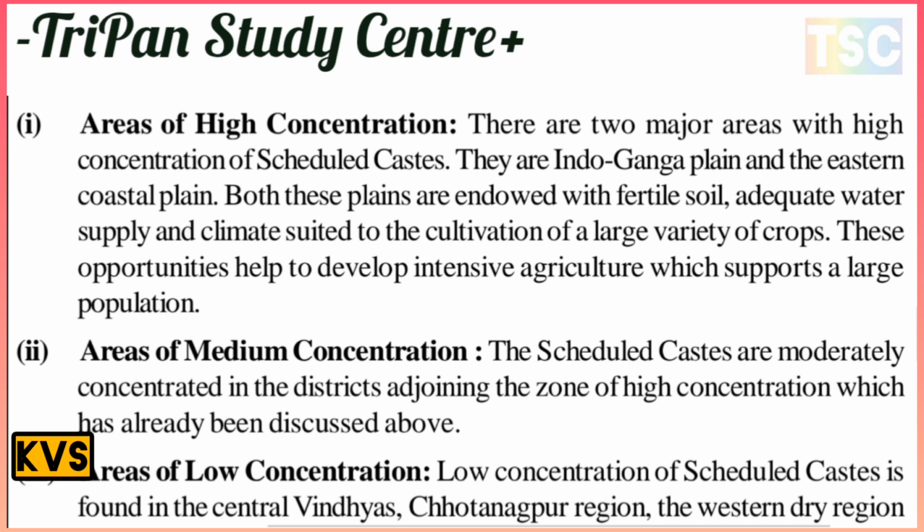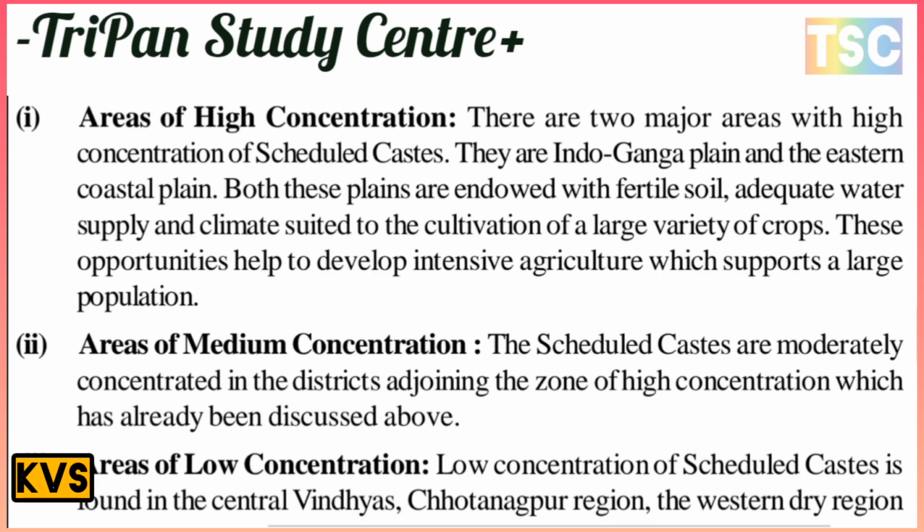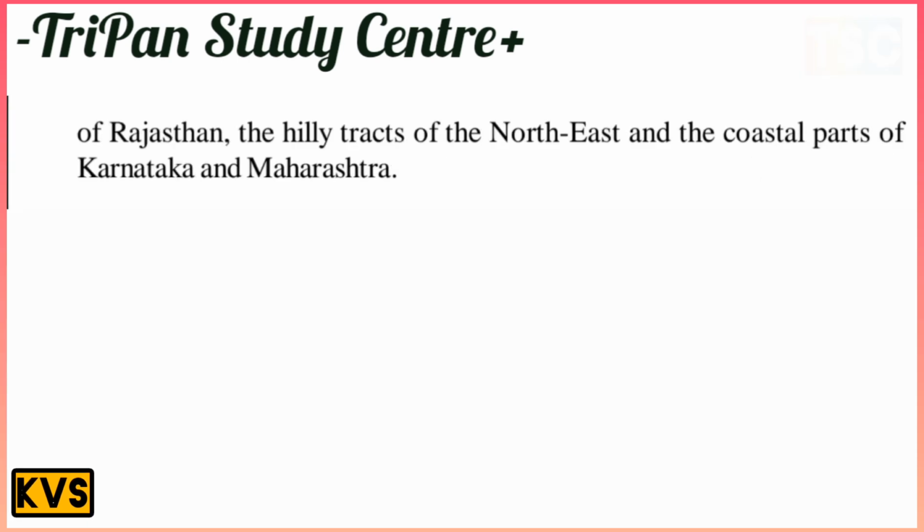And second, the area of medium concentration. The scheduled castes have moderate concentration in the districts adjoining the zone of high concentration, which has already been discussed above. And the next is the area of low concentration. The area of low concentration of scheduled castes is found in the Chota Nagpur region, the dry region of Rajasthan, the hilly tracts of the northeast, and the coastal parts of Karnataka and Maharashtra.